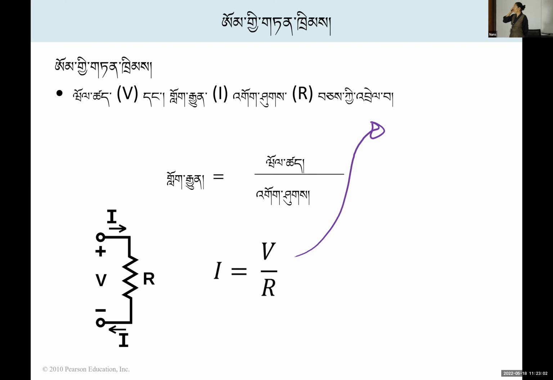Okay. So I can write the same thing in different ways. It's the same expression. I can move this R over to the other side and I can write it as V is equal to IR, for example.